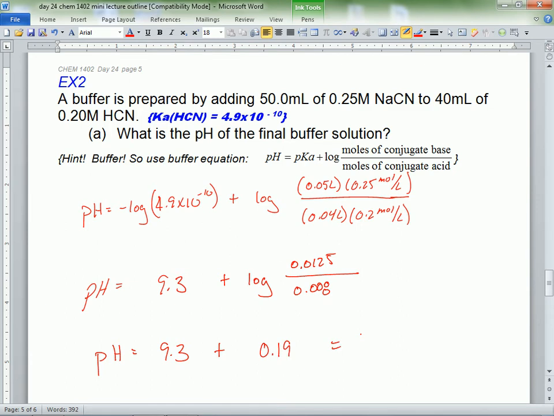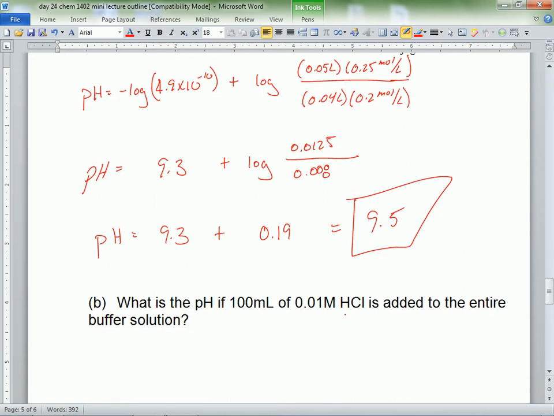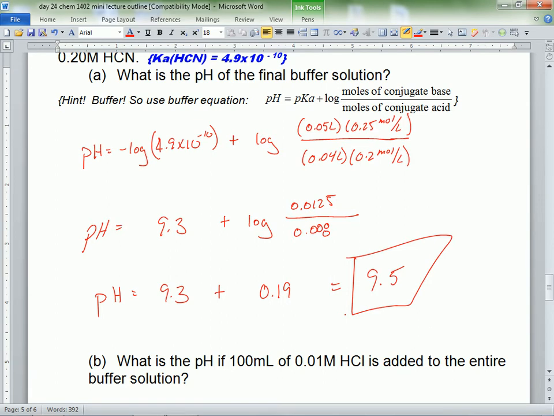So what did you get as the final answer? 9.5. Make sure you can get 9.5 before you move on. The next one only has an acid. Make sure you get this 9.5. Get it all in the calculator and make sure it all makes sense. Once you get it all to make sense and you have the 9.5, go on to part B.